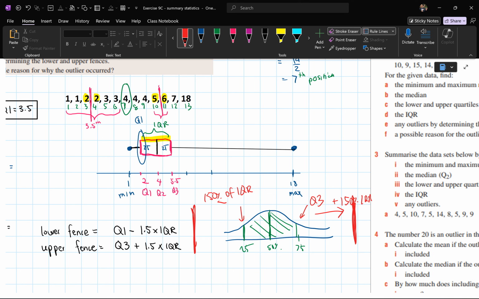That's why that's called the lower fence and upper fence. If you're way beyond that, you're an outlier. Or if you're way below that, you're an outlier.